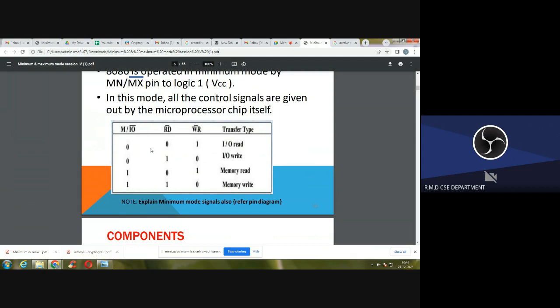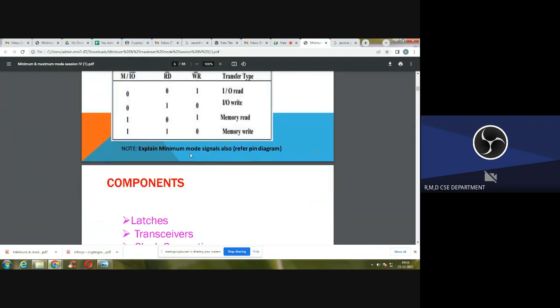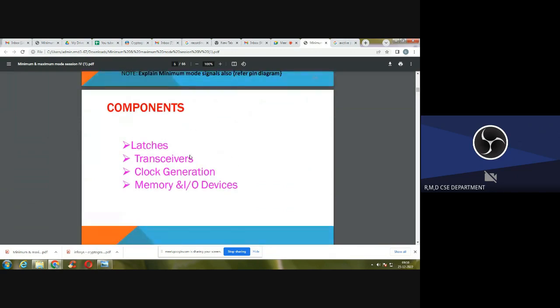So what are the transfer types according to the truth table values? If the value is 100, then we perform the IO read operation. If the value is 101, then we perform the IO write operation. If the value is 110, then the memory is read. If the value is 111, then we perform the memory write operation.